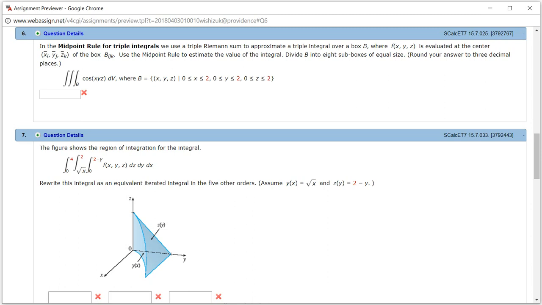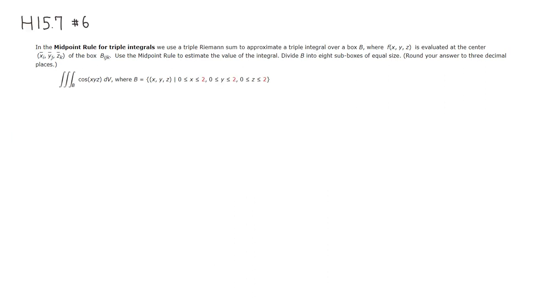All right, let's look at homework 15.7, problem number 6. We're going to use the midpoint rule to estimate the value of the triple integral. So let's do that.